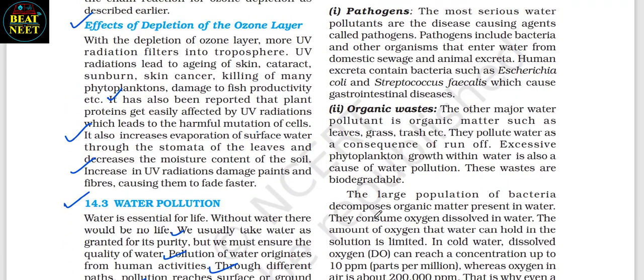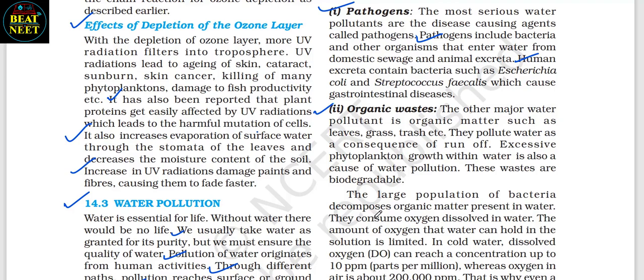14.3.1 Causes of water pollution. Number 1. Pathogens. The most serious water pollutants are the disease-causing agents called pathogens. Pathogens include bacteria and other organisms that enter water from domestic sewage and animal excreta. Human excreta contain bacteria such as E. coli and Streptococcus faecalis, which cause gastrointestinal diseases.